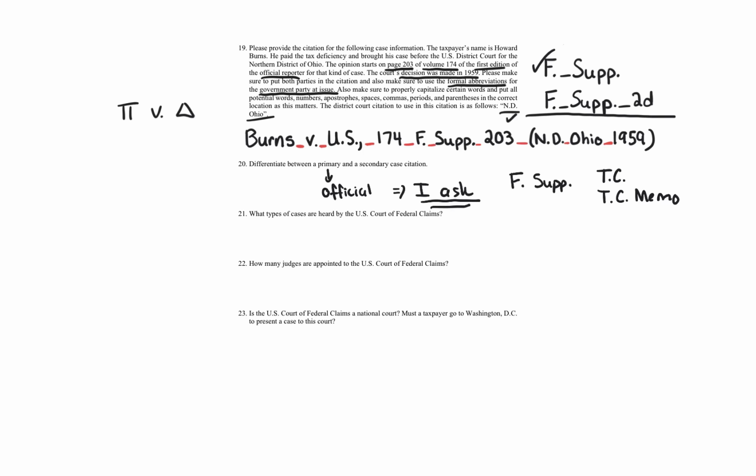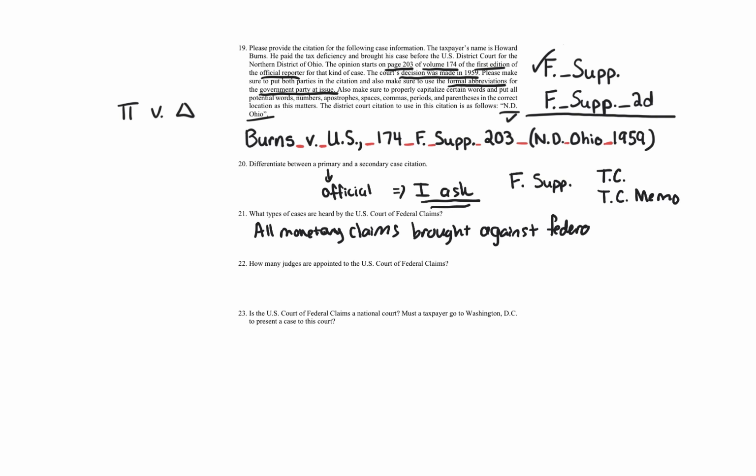Question 21. So now we're moving on to another court. Question 21. What types of cases are heard by the U.S. Court of Federal Claims? So the U.S. Court of Federal Claims hears cases concerning all monetary claims. So all monetary claims that are brought against the federal government.